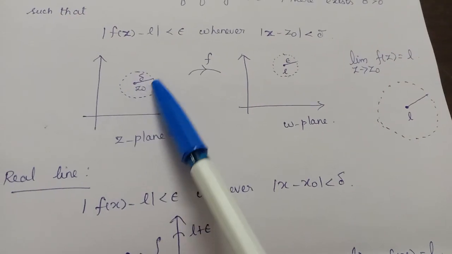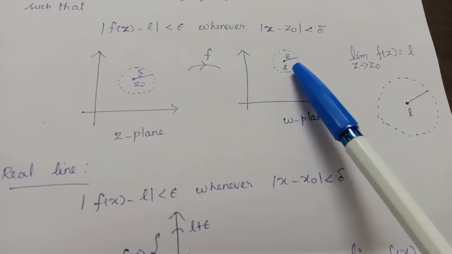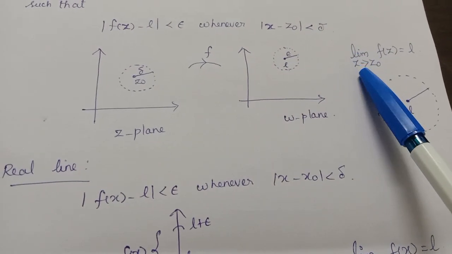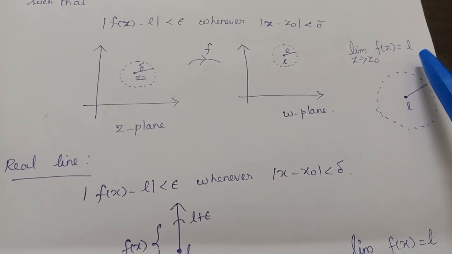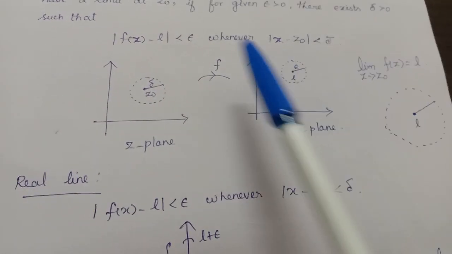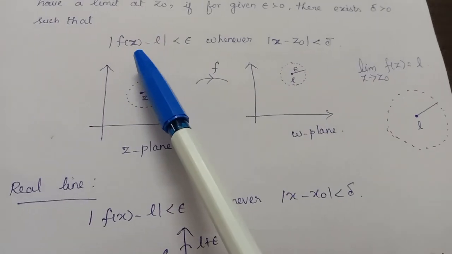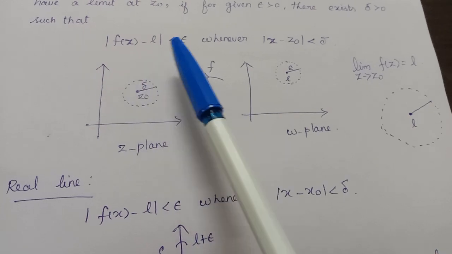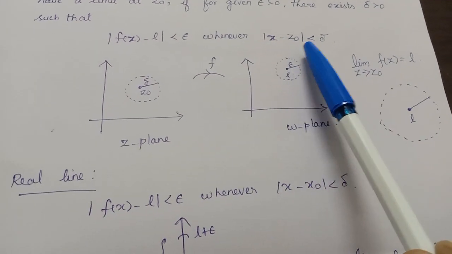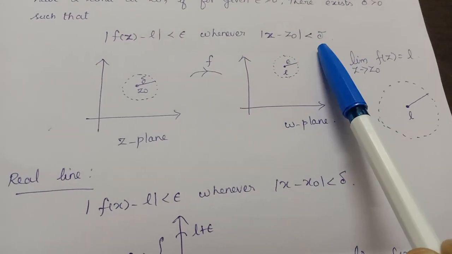That means all the points in this neighborhood will also lie closer to some point L. In that case, we write limit z tends to z naught f of z equal to L. Understand? Now, mathematically, how do we write this? Modulus f of z minus L is always less than epsilon whenever this condition is satisfied: modulus z minus z naught is less than delta.